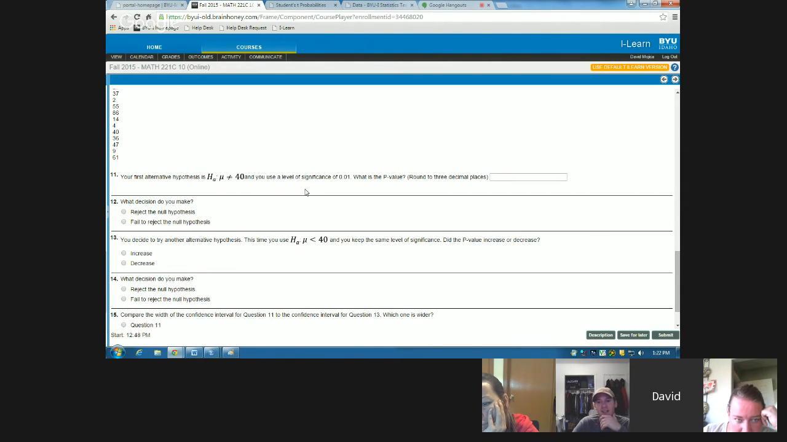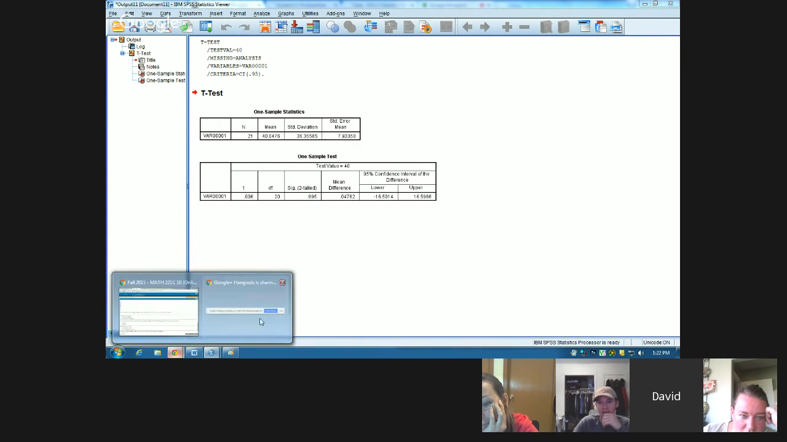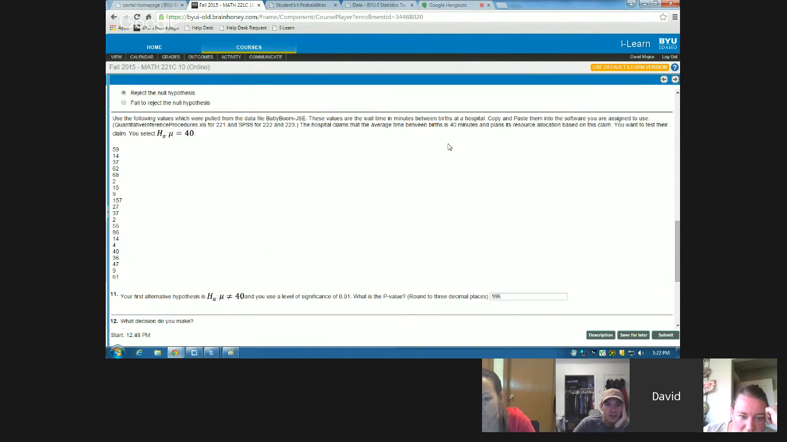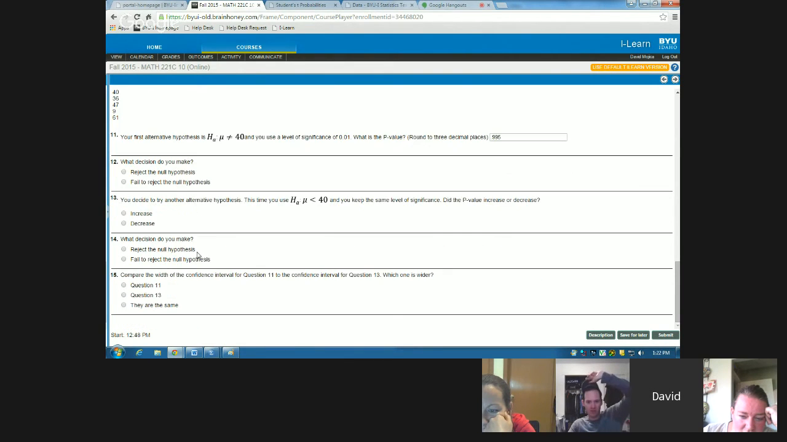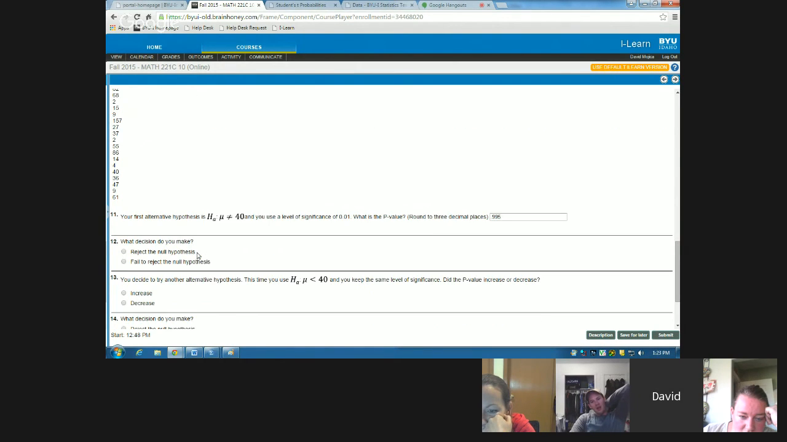It says round to 3 decimal places, so I guess we'll go with 0.995. Yeah, that gives us the 3 decimal places. But it says we're using a level of significance of 0.01. Yep. And so when it says what decision do you make, since the P is higher than that, we fail to reject it.